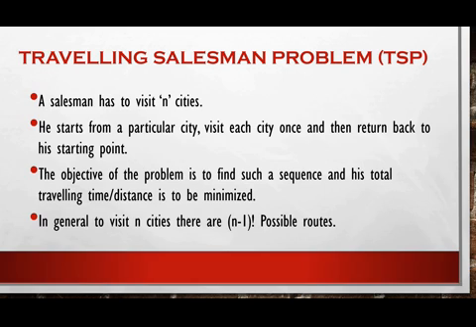Then what is the objective of this problem? The objective of the problem is to find a sequence of cities which he has to travel, so that his total traveling time, or the total traveling distance, or the traveling cost can be minimized. One basic knowledge that we already have is, if we are supposed to visit n cities, there are n minus 1 possible routes, right? To visit n cities, we will have n minus 1 possible routes for it.